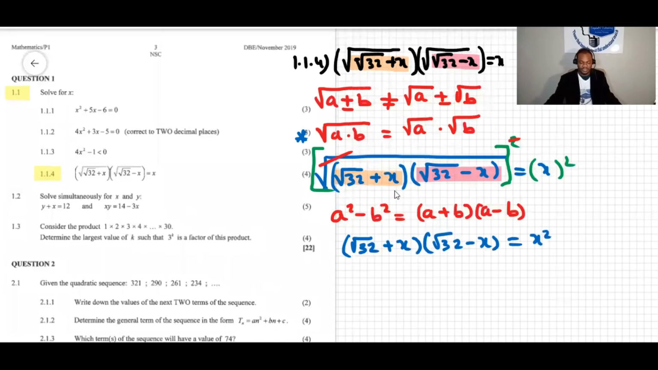So this will be root 32 plus, not plus, but it's going to be root 32 to the power of 2 minus x to the power of 2. So something like that. To the power of 2 minus x to the power of 2. And then this is equal to x squared.